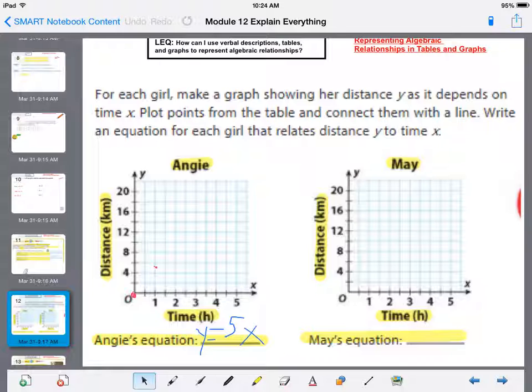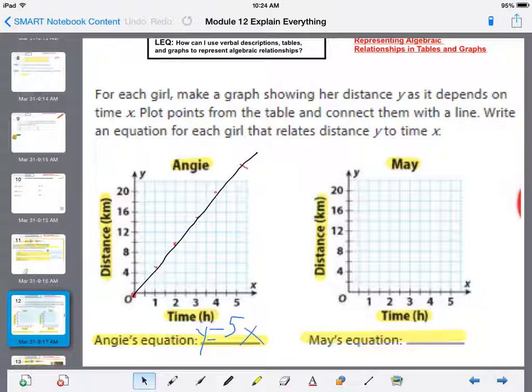We have 2, 10. 3, 15. Which would be somewhere here. 4, 20. And we have 5, 25, which would be somewhere up here. And so we're going to plot the points from the table and then connect them with a line. And we can see an upward trend there.